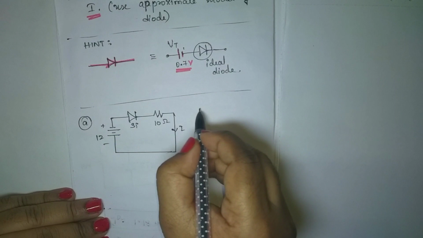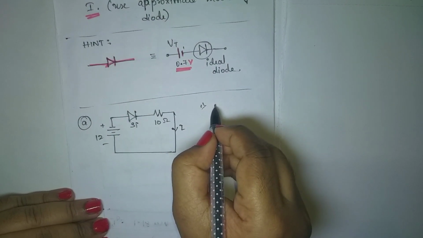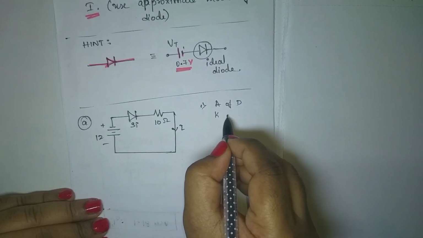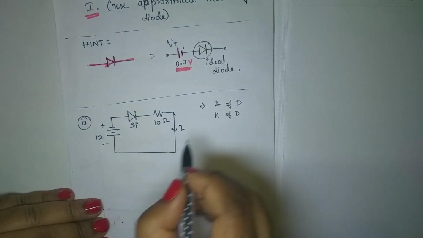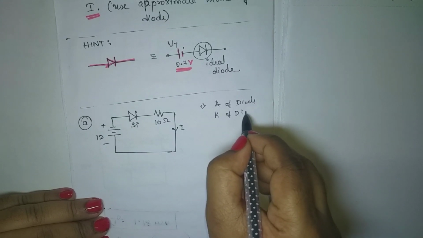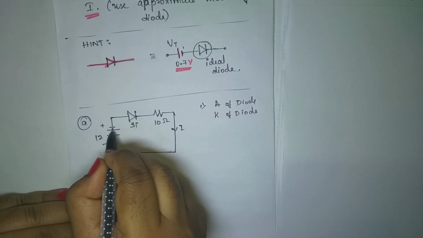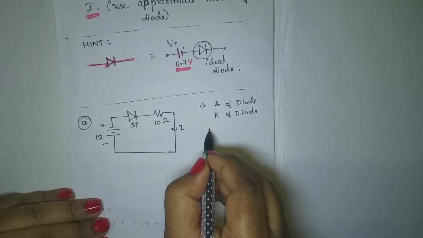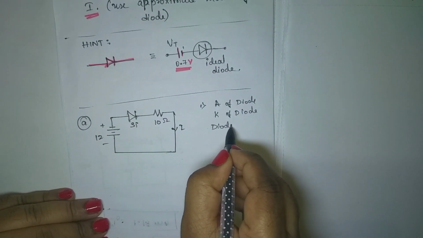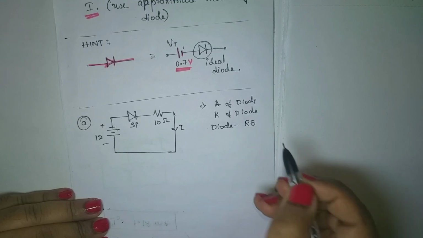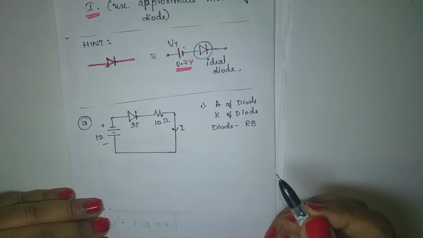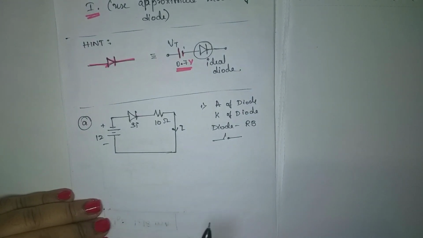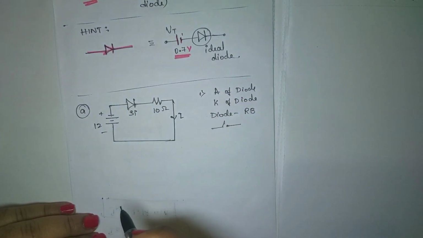First thing I have to make note of: where is the anode of the diode connected to, and where is the cathode connected to? The anode of the diode is connected to negative, and the cathode of the diode is connected to positive. It means the diode is in reverse bias. In reverse bias, the diode acts as an open circuit. Okay, this is the analysis I have to make.